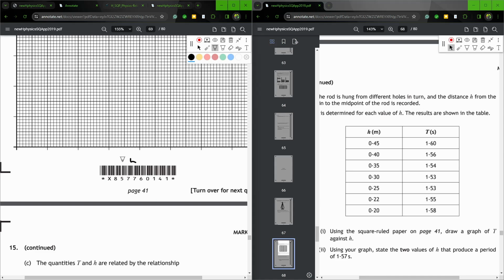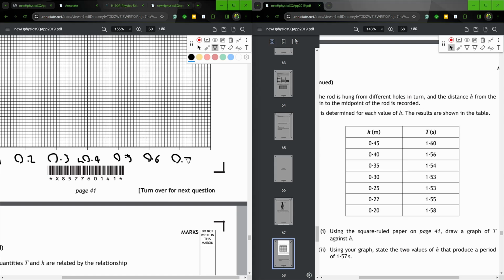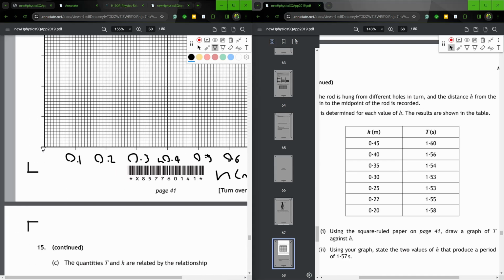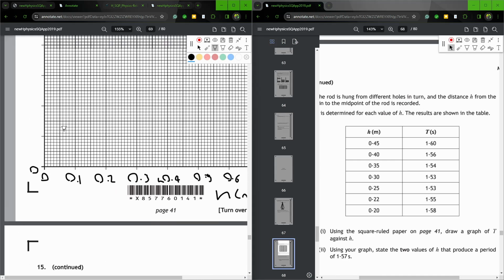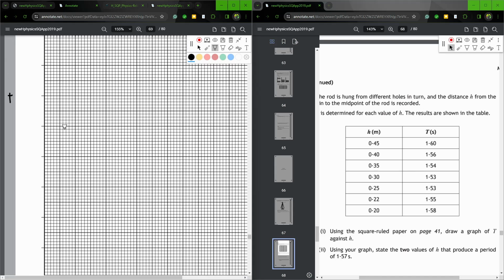So h is on this side, so I'm going to start, and I'm just going to write down the values here. I'm going to go one division at a time. So that'll be 0.1, 0.2, 0.3, 0.4, 0.5, 0.6, 0.7, 0.8. So this is h in meters. And then remember to draw your zero, otherwise the SQA will find out where you live and personally murder you.